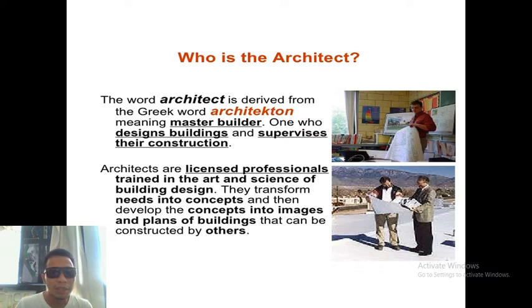One who designs buildings and supervises their construction. Okay, so that's what an architect is doing. Architects are licensed professionals trained in the art and science of building design. They transform needs into concepts. So the needs of the client, the needs of the end user, the needs of those people who will be using the building, you determine that as an architect, and we transform it into concepts. When you talk about concepts, that's the idea on how we can provide the solutions to the given needs or problems.